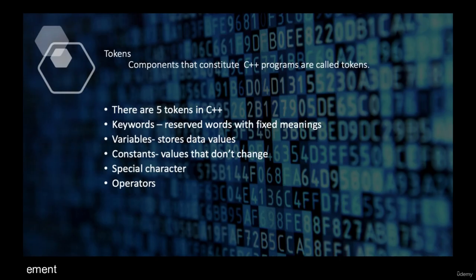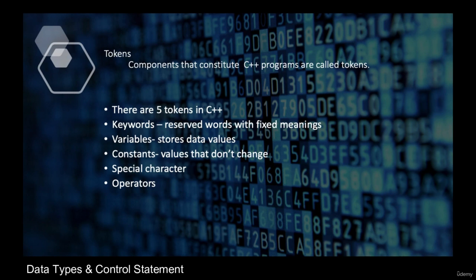There are a lot of components in our C++ programming language which actually constitute C++ programs, and we call these components tokens. Talking about tokens, we have mainly five tokens in C++. The names are keywords, variables, constants, special characters, and operators. So these are the five main tokens in C++.